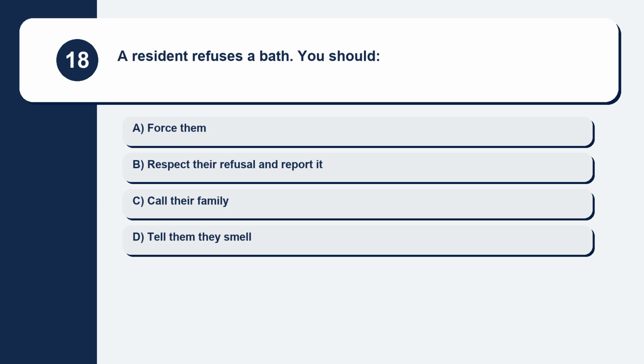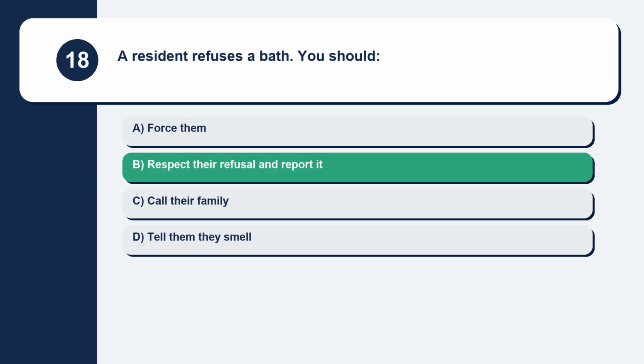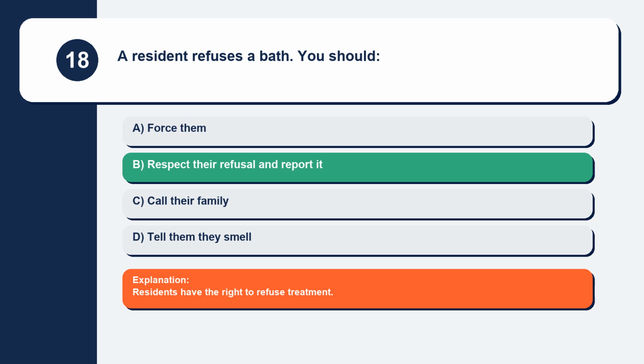Question 18. A resident refuses a bath. You should force them, respect their refusal and report it, call their family, tell them they smell. Residents have the right to refuse treatment.